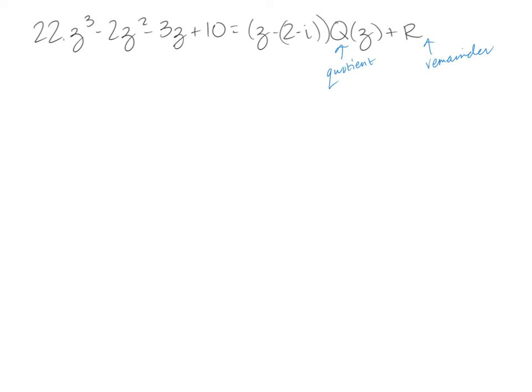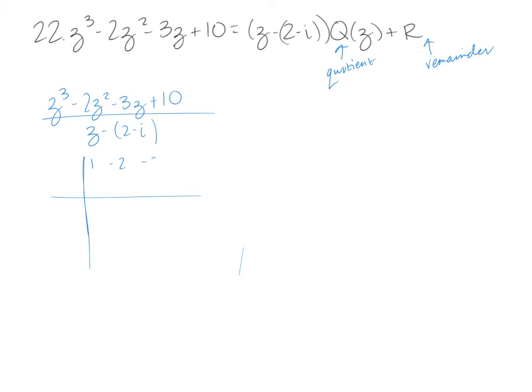And so all it's saying is you need to divide our polynomial on the left by the binomial on the right and figure out what q is and what r is. So really what we're doing is z cubed minus 2z squared minus 3z plus 10 divided by z minus 2 minus i. Okay, that's what 22 is asking us to do. So we're going to set up our synthetic division. 1, -2, -3, and 10. And our root that we're dividing by here is 2 minus i. Okay, so it's a little bit of a harder complex number this time.